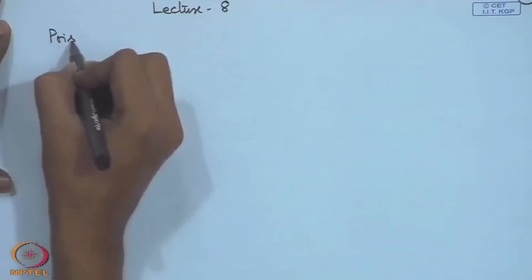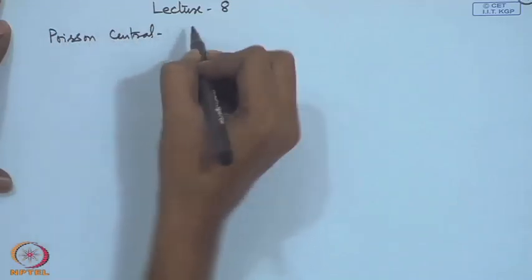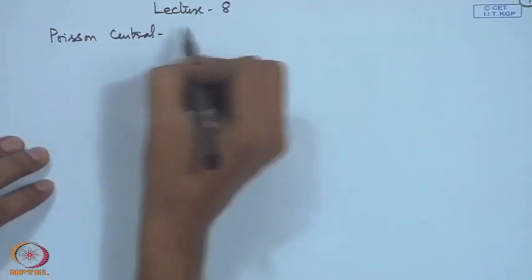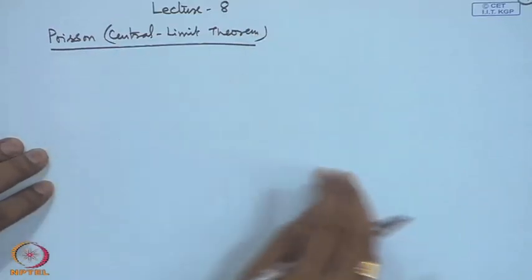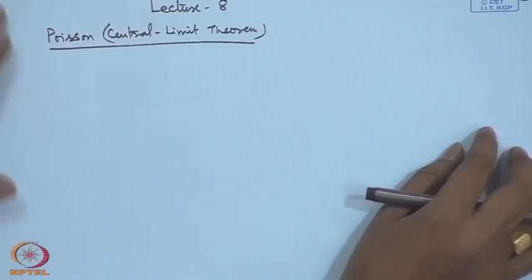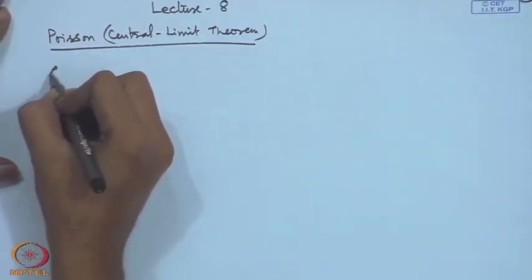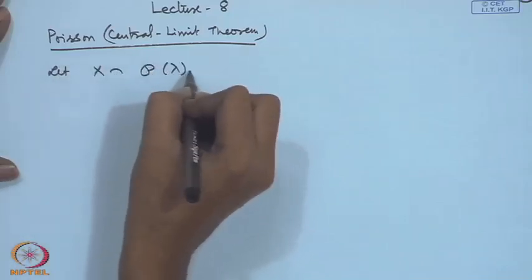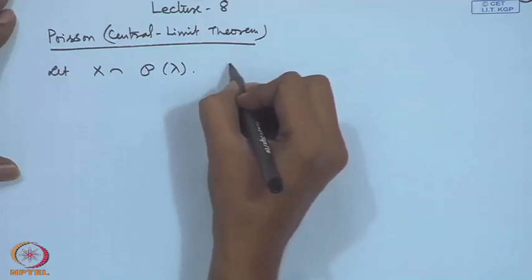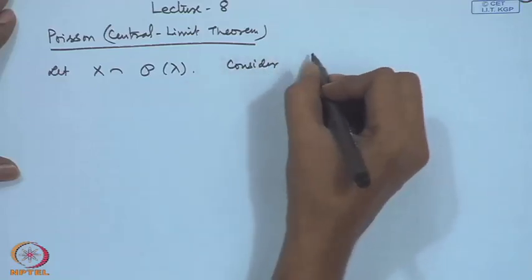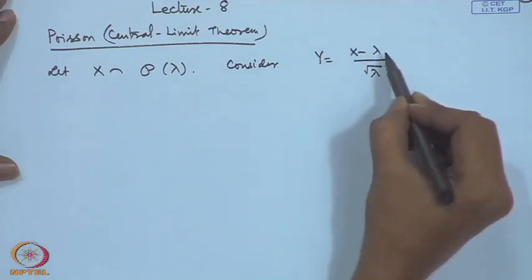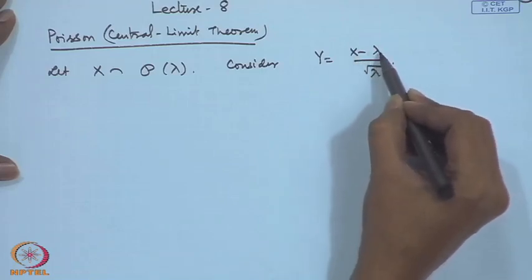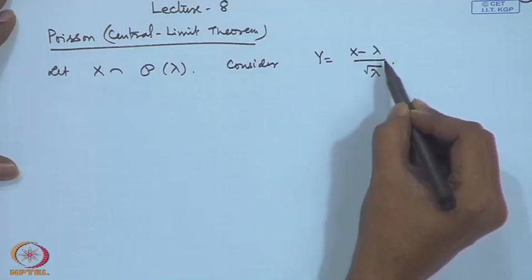The first one is called, you can say, the Poisson central limit theorem. It is actually called the de Moivre-Laplace central limit theorem, but for short I will call it the Poisson central limit theorem. The result is that if I consider X to be a Poisson distribution with parameter lambda, let us consider Y equal to (X minus lambda) by root lambda. This is actually the standardized form, because in the Poisson distribution the mean and variance are both equal to lambda.